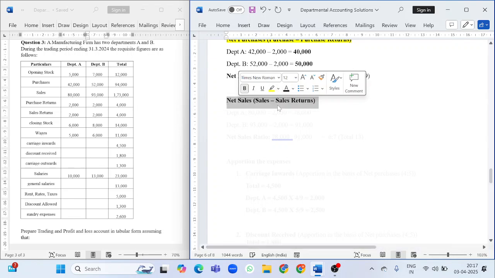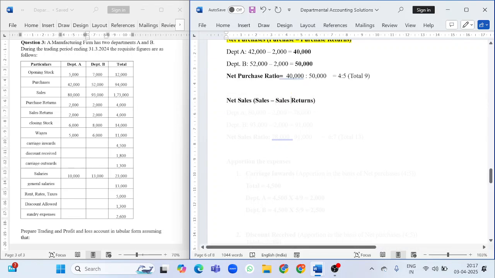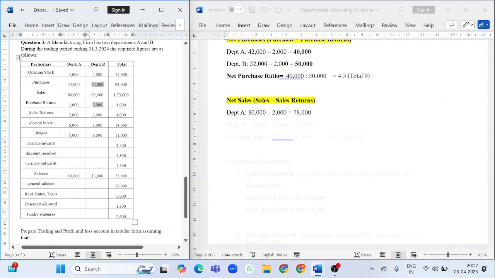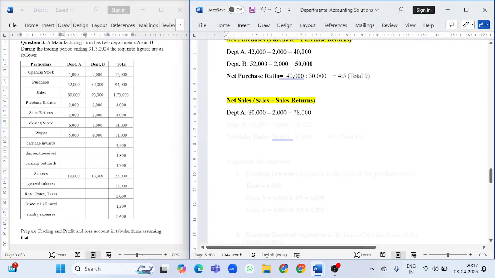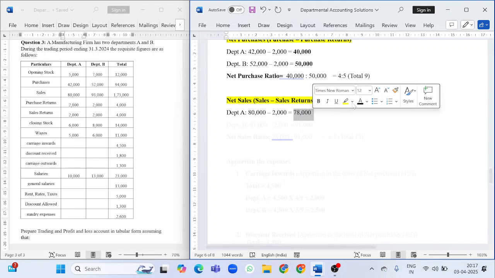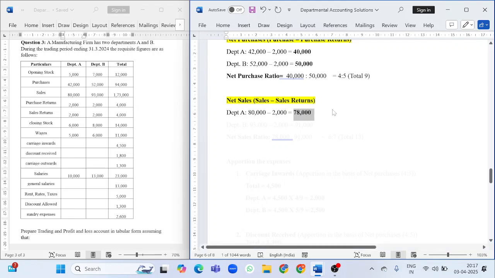Next, let us calculate the net sales. What is net sales? It is nothing but sales minus sales returns. First let us calculate it for Department A. If you observe the question, sales is 80,000 and sales return is 2,000 rupees. So 80,000 minus 2,000 will be 78,000 rupees. So the net sales for Department A is 78,000 rupees.